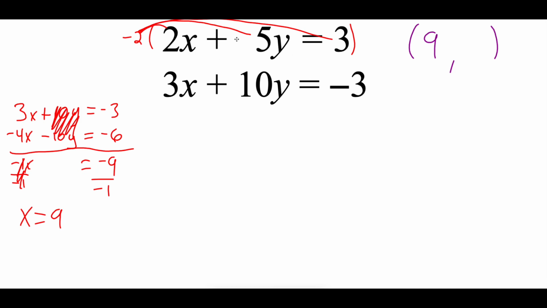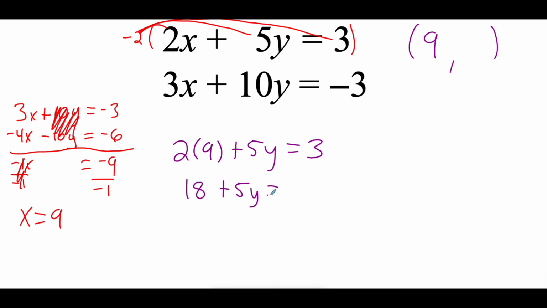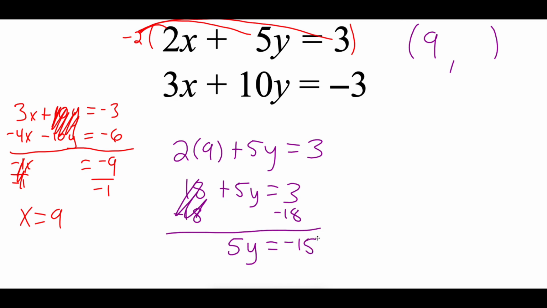I'm going to use the top equation this time because it has smaller numbers in it. So we're plugging in the 9 for our x. So we're going to get 2 times 9 plus 5y equals 3. Well, 2 times 9 is 18, and then we have our plus 5y, and this is equal to 3. I want to take that 18 and move it over to the other side. It's a positive 18, so we're going to have to subtract 18 on both sides, and that's going to leave me with 5y equals -15.